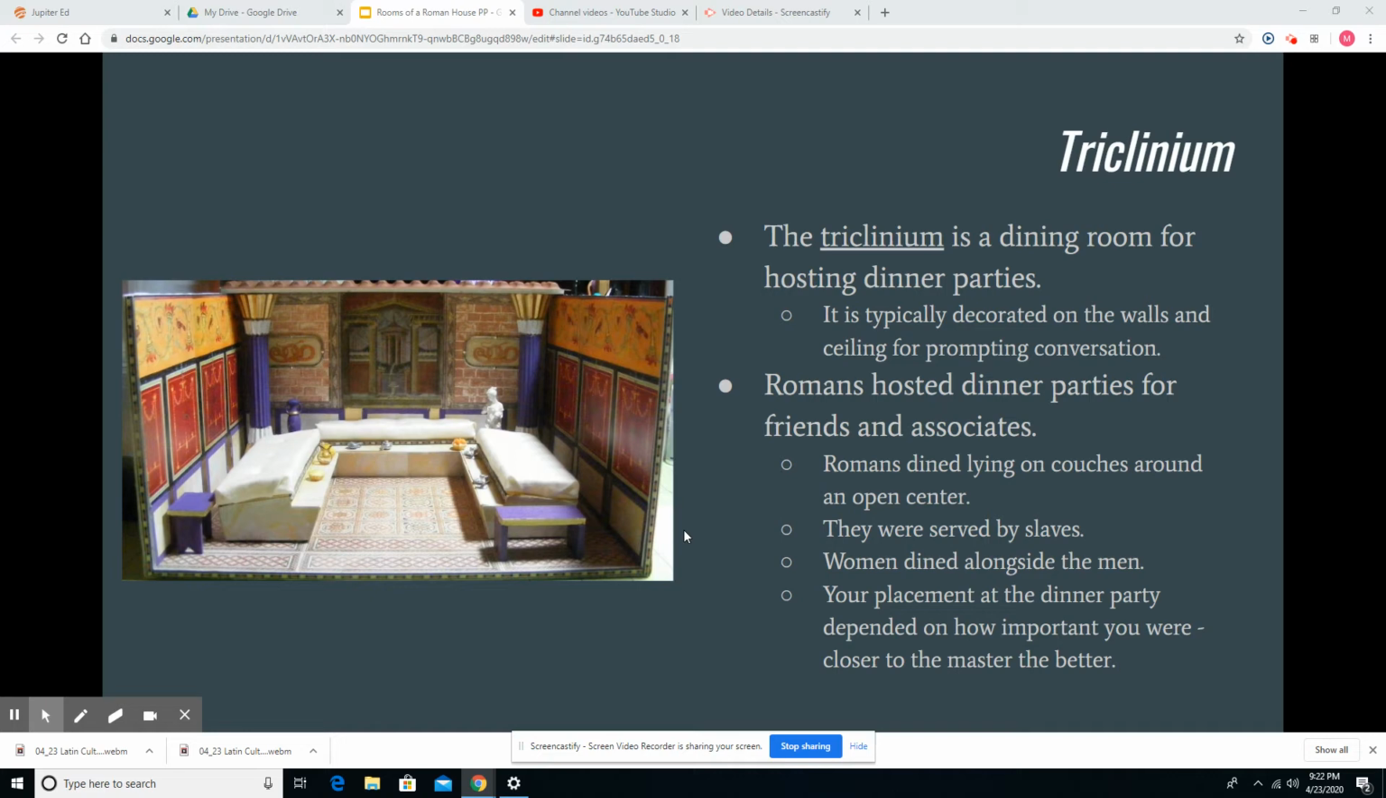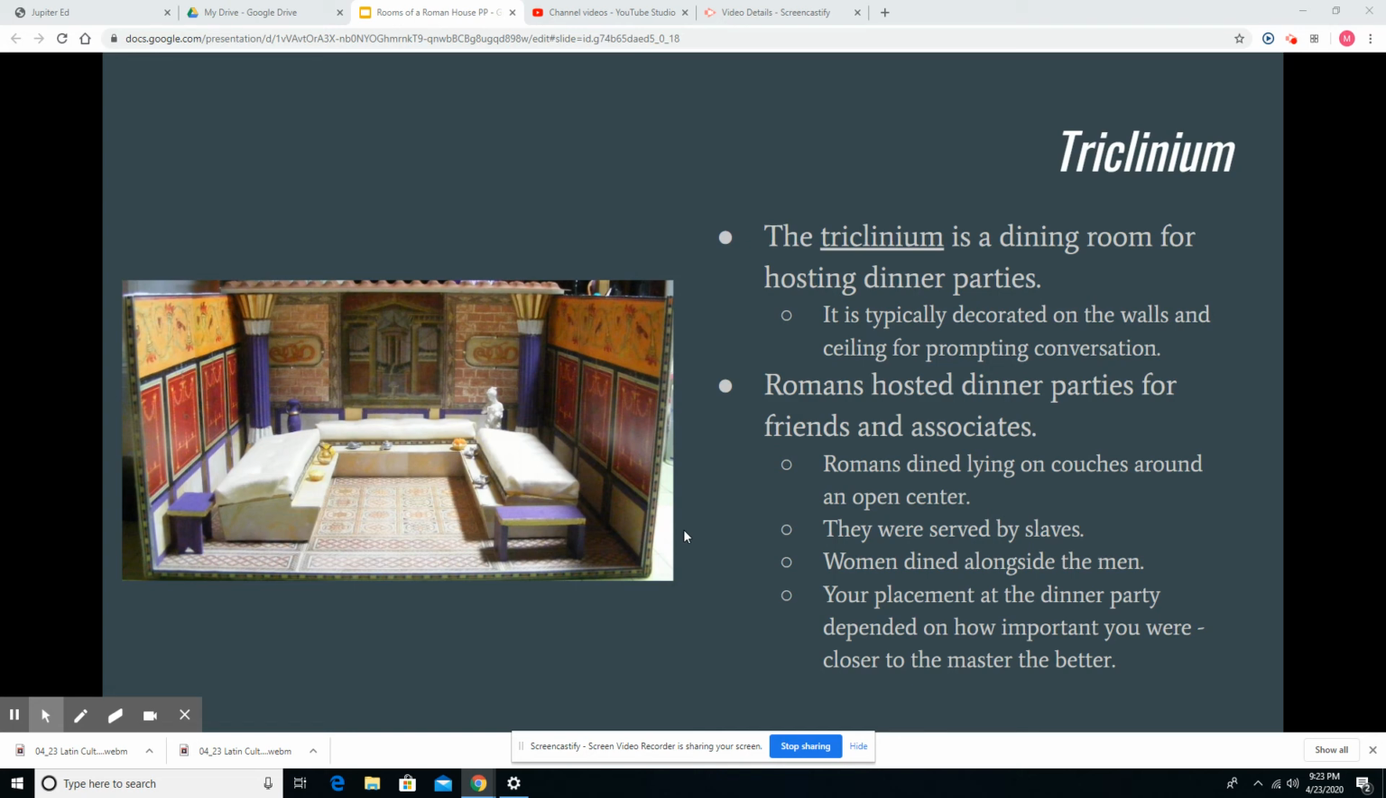Now you have a space on your notes to talk about Roman dining. You don't have to write this down word for word, but just jot some notes. So Romans hosted dinner parties pretty frequently for friends and associates, especially wealthy Romans. And Romans dined by lying or reclining on couches around an open center. And then slaves would bring in food and set them on tables around the outside of the couches, or the inside of the couches, I suppose, or on a ridge like we see in this picture here.